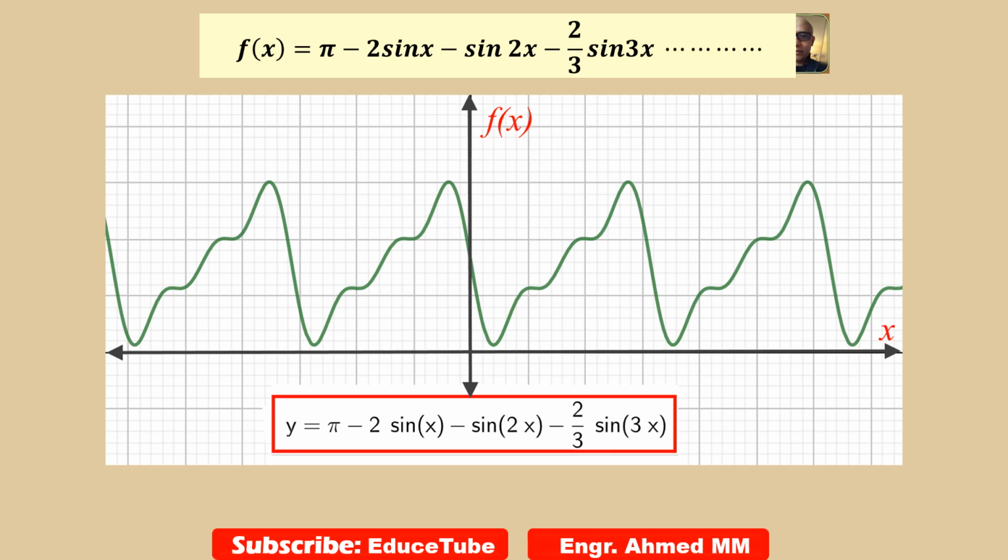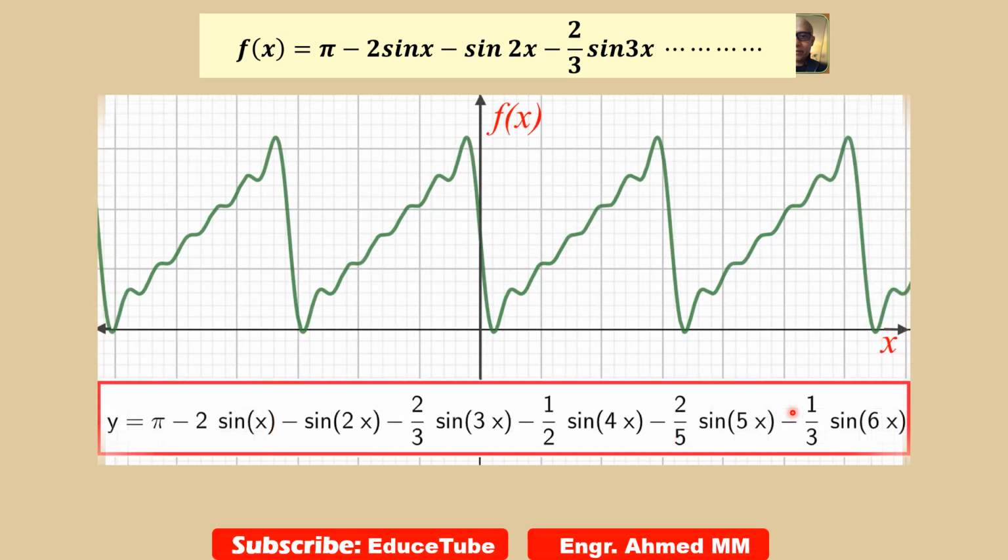Look at this equation. I have taken only 3 terms. See, 2 by 3 sine x. So sawtooth like that. If I take more terms, say instead of 3, I will take 5 or 6 terms. Look at how many terms I have taken. Because pi minus 2 sine x, sine 2x, 2/3 sine 3x, then this is the 4th one, 5th one, 6th one. You see the sawtooth?